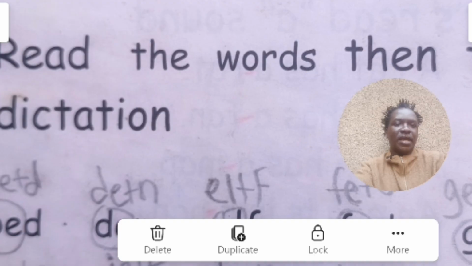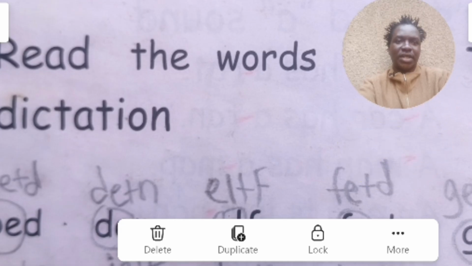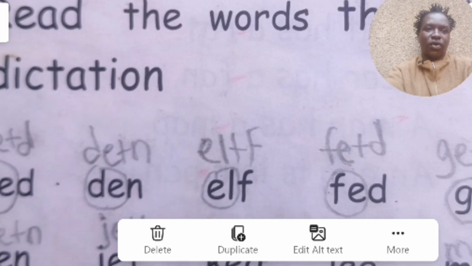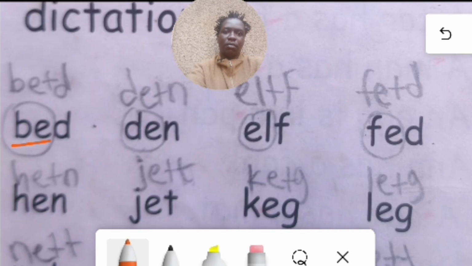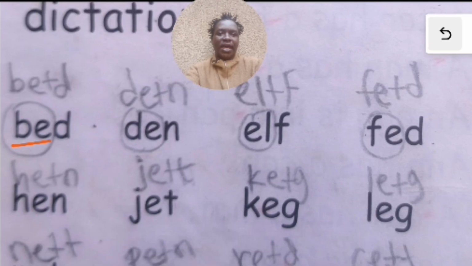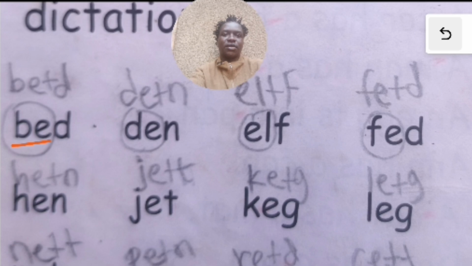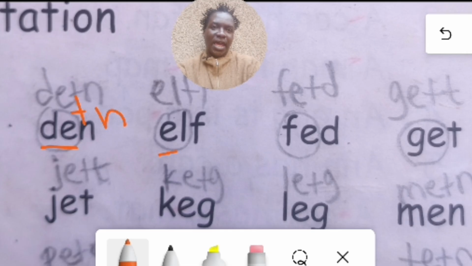Read the words, then take dictation. So here we are going to learn how to read and write at the same time. Let us move on. This one is B, okay? B-E or B-A is B. Let us not say E, let us just say A, just for the sake of sound, okay? This is A plus D, it sounds like bed.